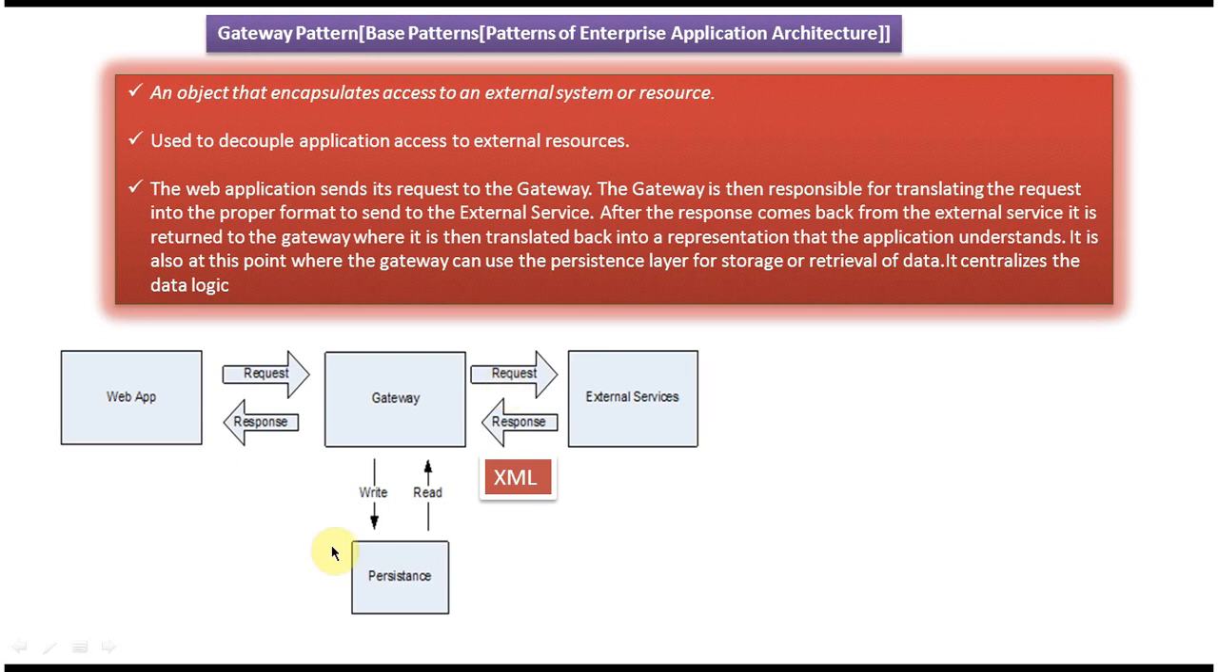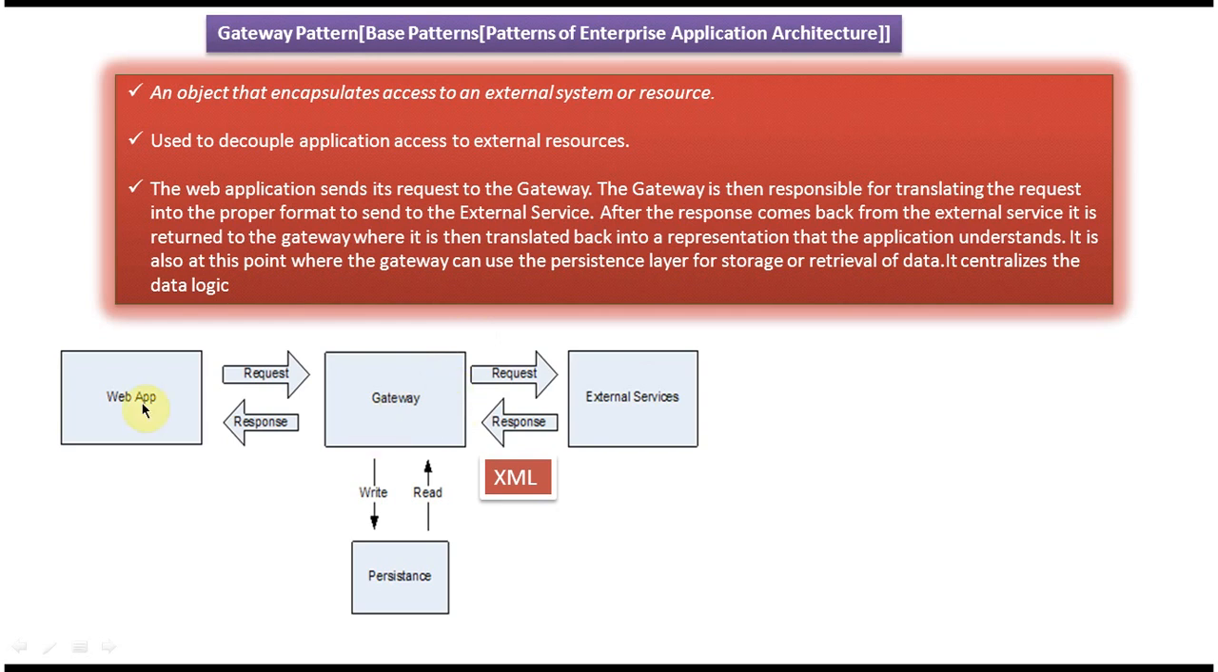So in this diagram you can see four important components. One is the web application, the central one is the gateway, the third one is external services, and the fourth one is persistence. And this persistence can be any database like Oracle or MySQL. And this gateway is the object that encapsulates access to the external system or resources. So this is the central place.